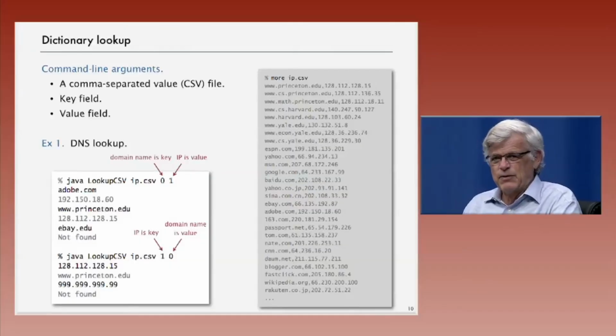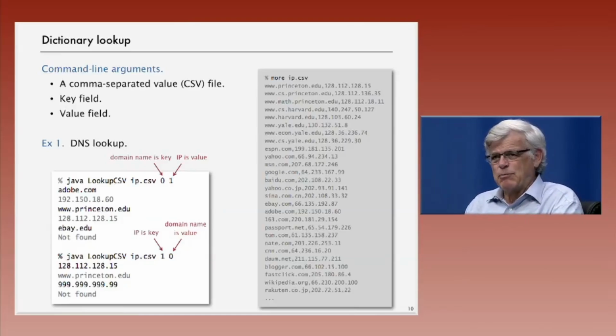Now let's look at a dictionary client, another very useful and common application of symbol tables. In this case, we're going to write a client called lookup CSV that is going to take 3 arguments. The first will be a file name, a so-called comma-separated value file, and the next 2 arguments are integers, which will tell us what to treat as keys and values in the file.